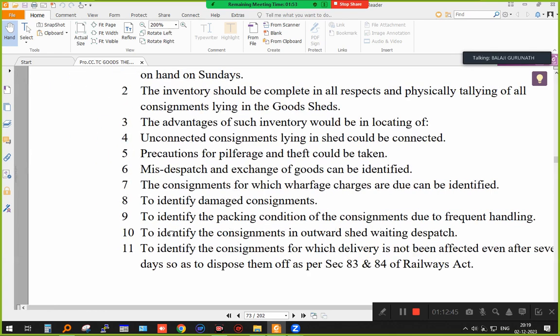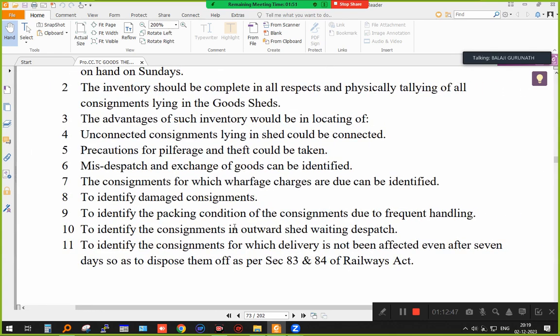To identify consignments in the outward shed waiting for dispatch. Not only inwards, in outward also the Sunday stock will help, because it will tell the CPSR, arey bhai, this was booked and 7 days have passed. It is a very old consignment. Why have we not sent it so fast? The consignor will be waiting at the destination for collection. We have to send it immediately. That will give one more clue.